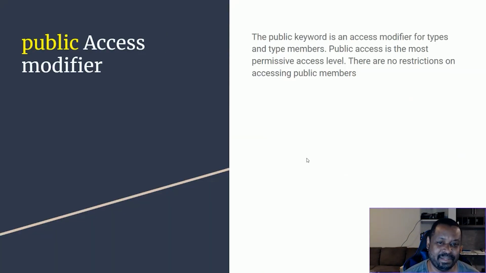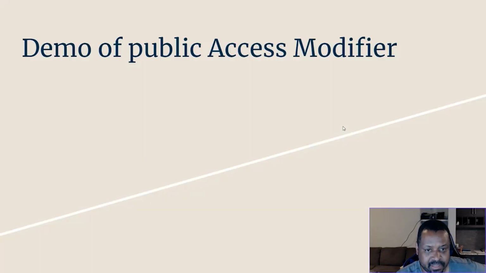Sometimes you have to go through all the scientific definition. So the first and easiest one, the most popular one, is the public access modifier. The public keyword is an access modifier for types and type members. Public access is the most permissive access level. There are no restrictions on accessing public members. All right, let's get to a demo.